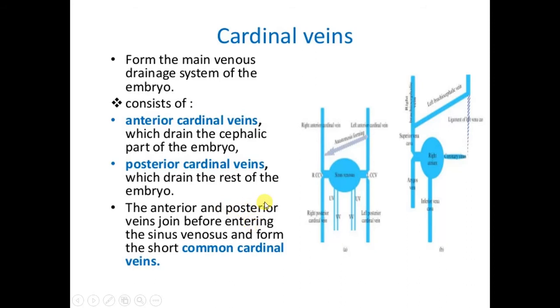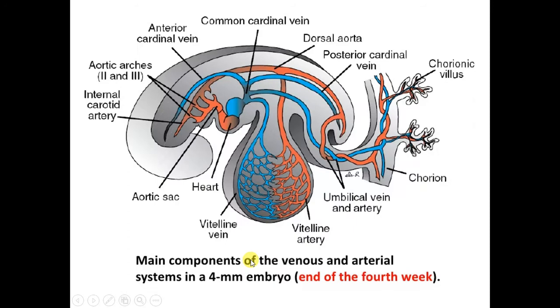The anterior and posterior cardinal veins join together before they enter the sinus venosus, and they form the common cardinal vein. Here we see the common cardinal vein, and this is the anterior cardinal vein draining the cephalic part of the embryo, while this is the posterior cardinal vein that drains the rest of the lower body. The common cardinal vein then enters the sinus venosus. Initially, they are all paired veins, on both sides.